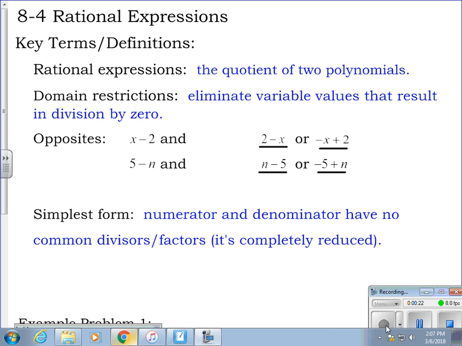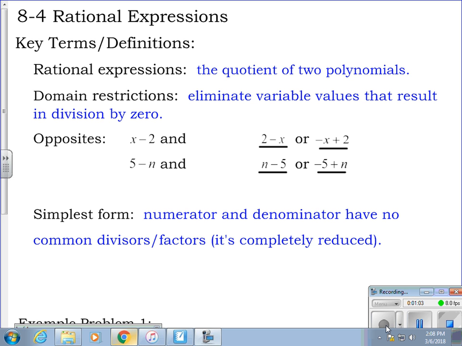Okay. Domain restrictions. This is important. Eliminate variable values that result in division by zero. You're not allowed to have zero in your denominator. We talked about extraneous solutions in some previous chapters, and that's one of the things we need to watch for here. What makes our denominator zero? If we get zero in our denominator, that is not okay. So if we end up solving a problem later on and we get x equals 2, but 2 makes our denominator 0, that's not a solution. You have to pay real close attention.